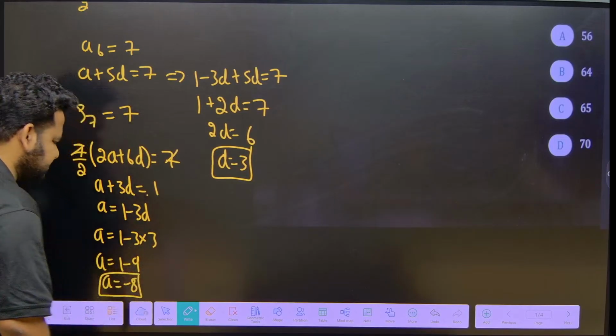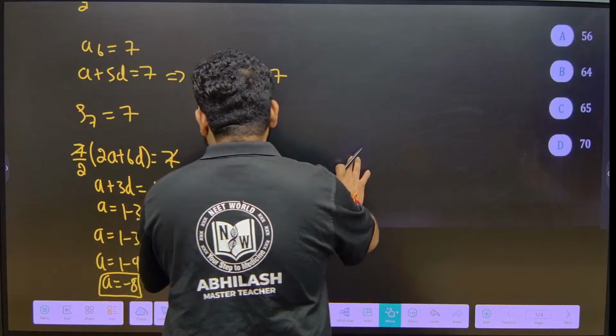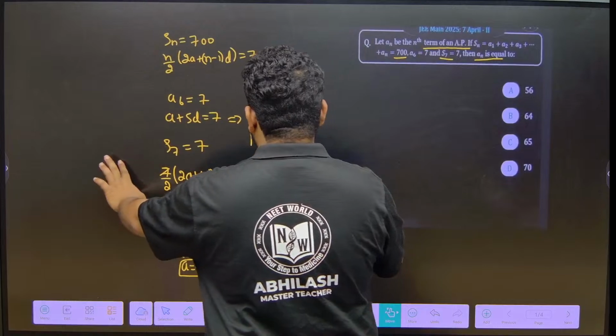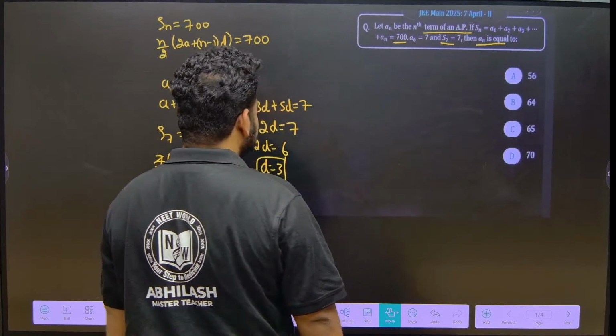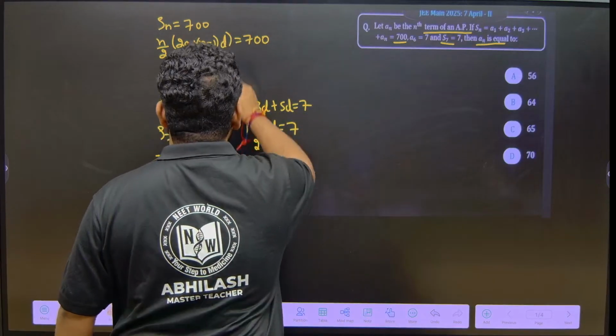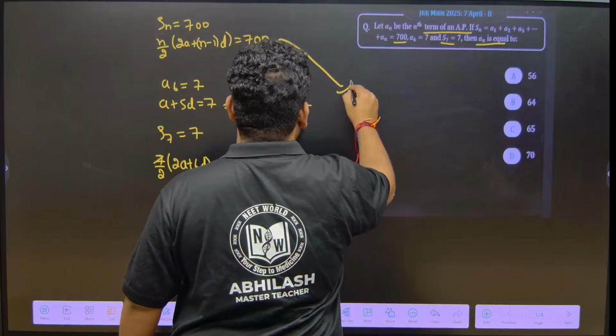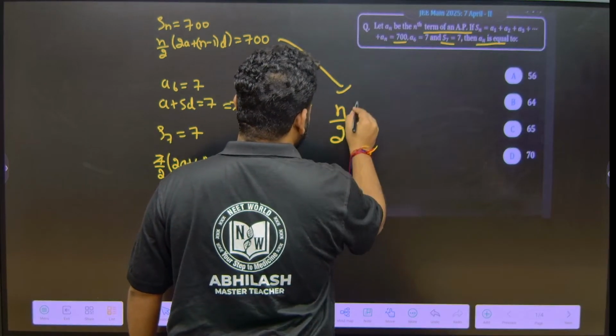So what I got, friends? a is equal to minus 8, and I got the value of d as well. Now I have to find out the value of n. For that, let me use this now. Let me bring it here. Wherever n is there, I have to put n itself: n by 2 into 2a. What is a here?